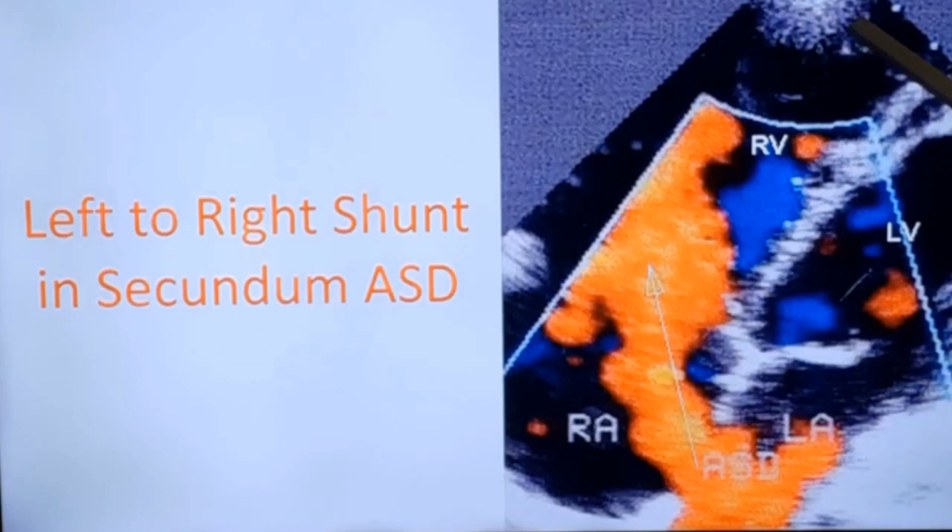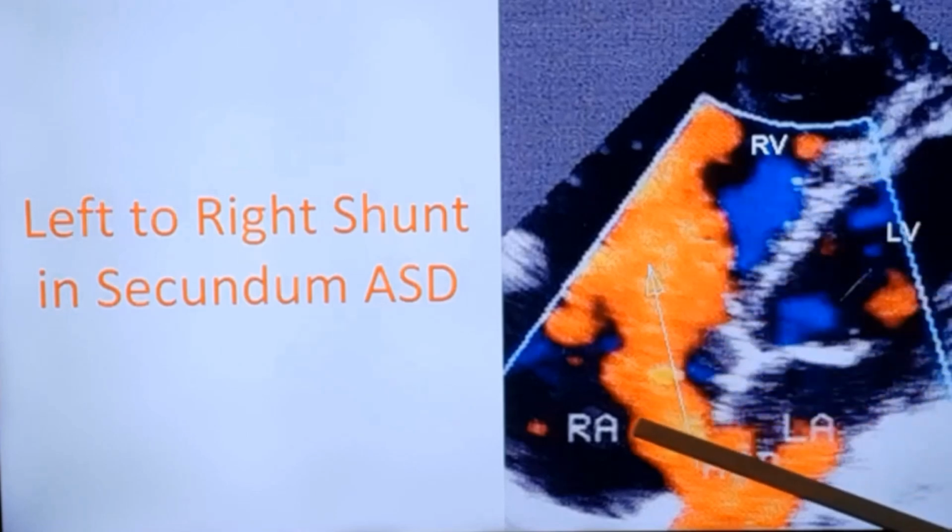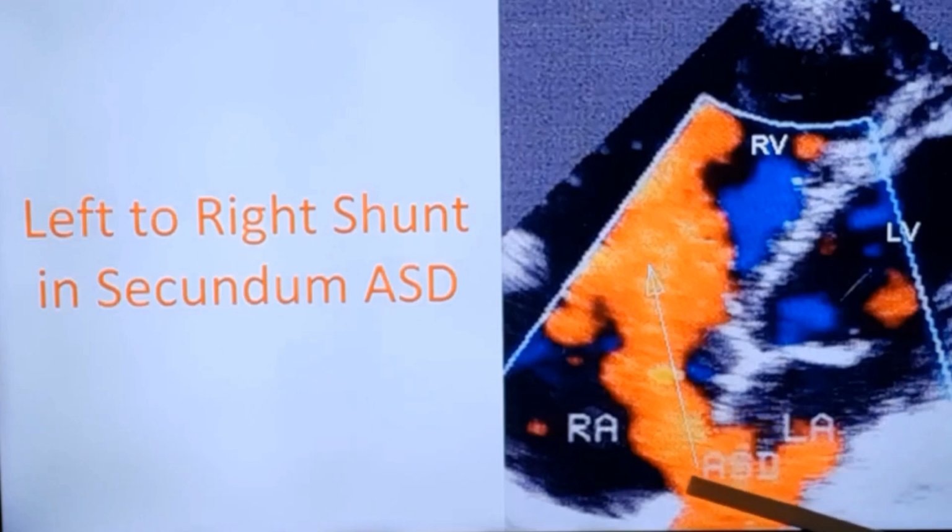It is a slightly tilted apical four-chamber view. The apex is slightly towards the left. Left ventricle, right atrium, left atrium. So the ASD is seen here. This is the left to right shunt across the atrial septal defect seen by color Doppler echocardiogram.